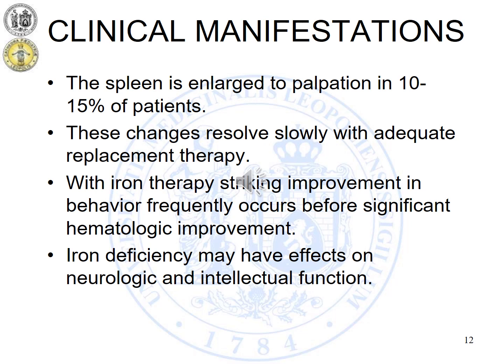The spleen is larger than normal to palpation in 10 to 15% of patients due to fragility of erythrocytes, which are destroyed in the spleen, making it larger than normal. These changes resolve slowly with adequate iron replacement therapy. So, with iron therapy, improvement in behavior frequently occurs before significant hematological improvement. Iron deficiency may have an effect on neurologic and intellectual functions.